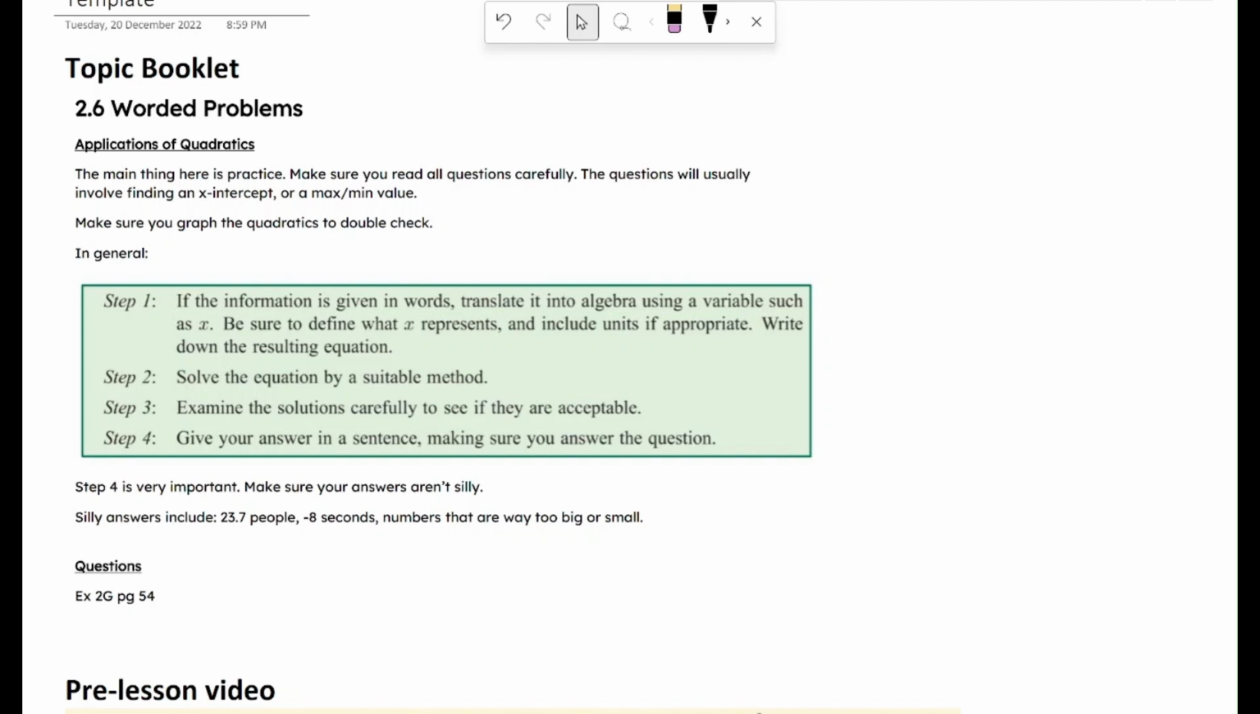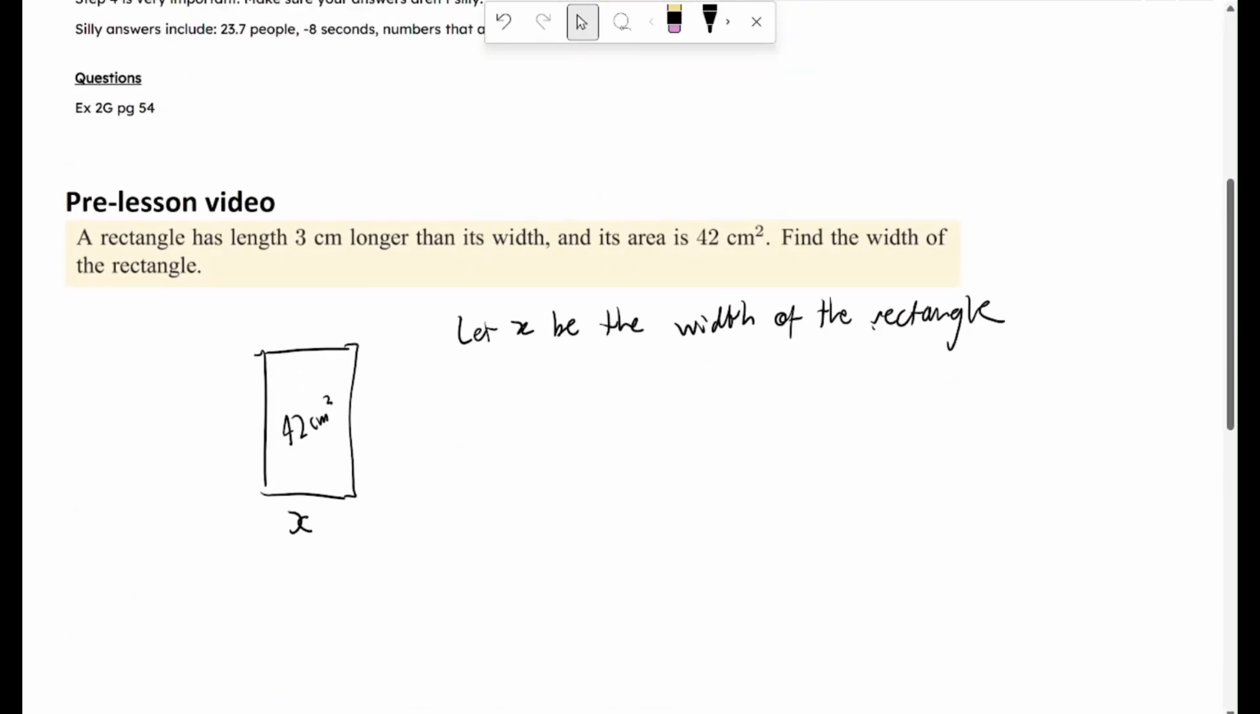Alrighty, in this video we're doing worded problems with quadratics, and usually what this boils down to is you get yourself a formula from a diagram or something, and then you'll use that formula to find the x-intercepts or a maximum or minimum of a quadratic. So we're going to do this example here with a rectangle.